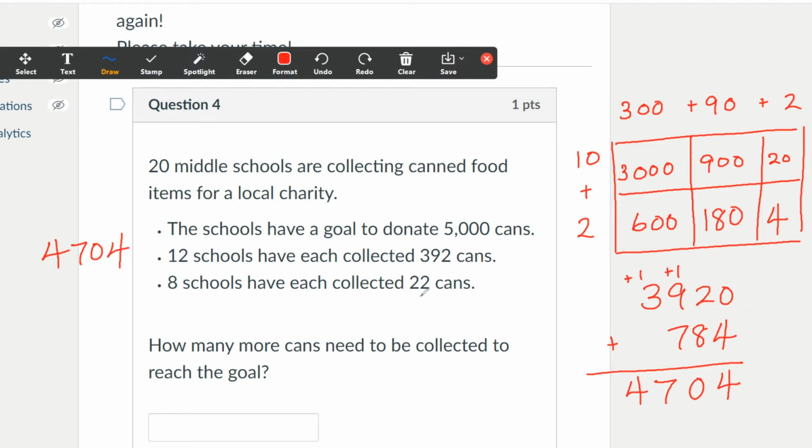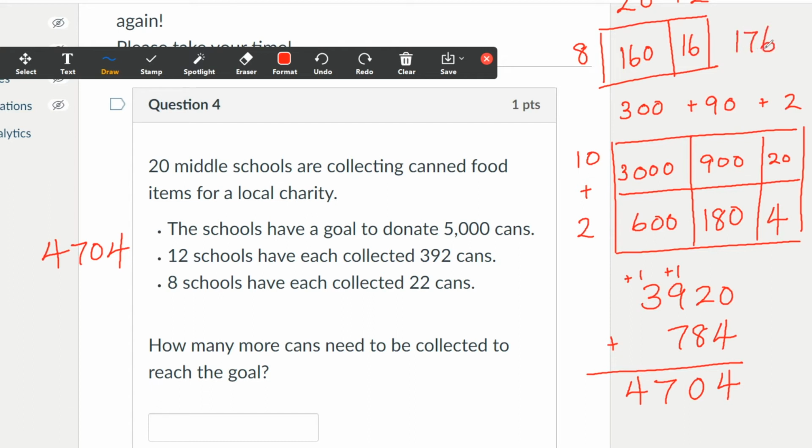What about the 8 schools that collected 22 cans each? Well, I'm going to go ahead and set it up right up here. I have 20 plus 2. It's a little hard to see, but it's there. I'm going to set up my area model. 8 times 20 is 160. 8 times 2 is 16. So altogether, these 8 schools collected 176 cans.